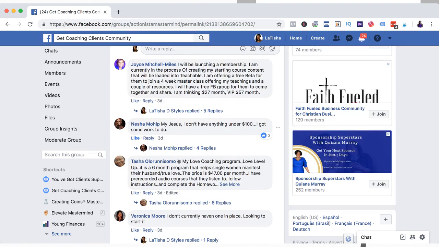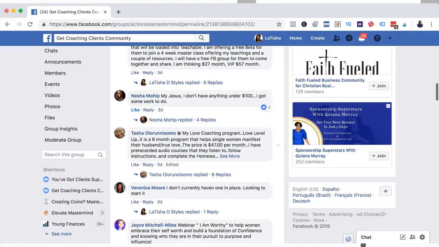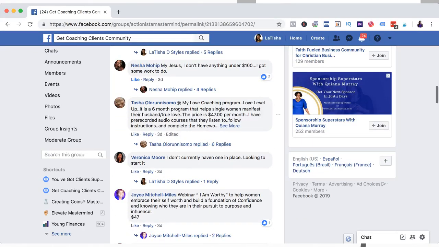All right. A 6-month love coaching program is not considered low ticket because it's a long commitment. We want high value, but low ticket and low commitment, meaning it's something they can consume in a weekend or a couple of hours. It's not going to take them 6 months. And once again, that's $47 per month, so that's a monthly thing.